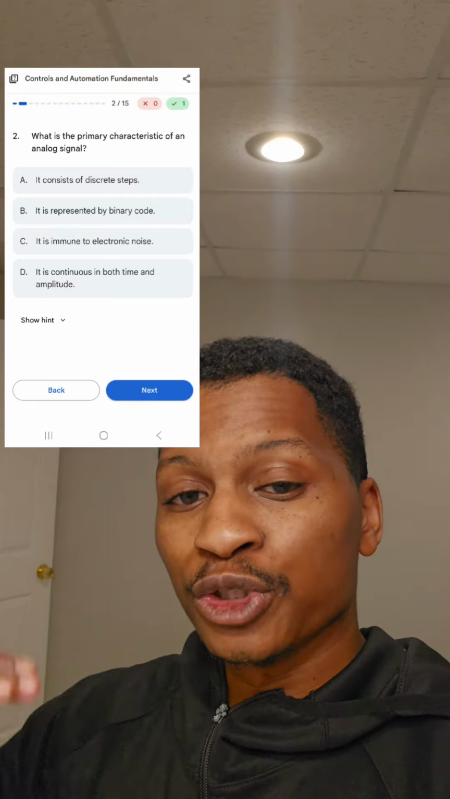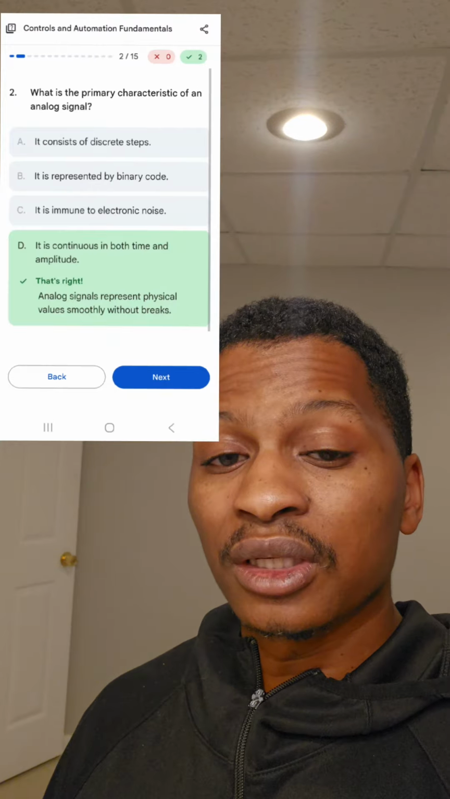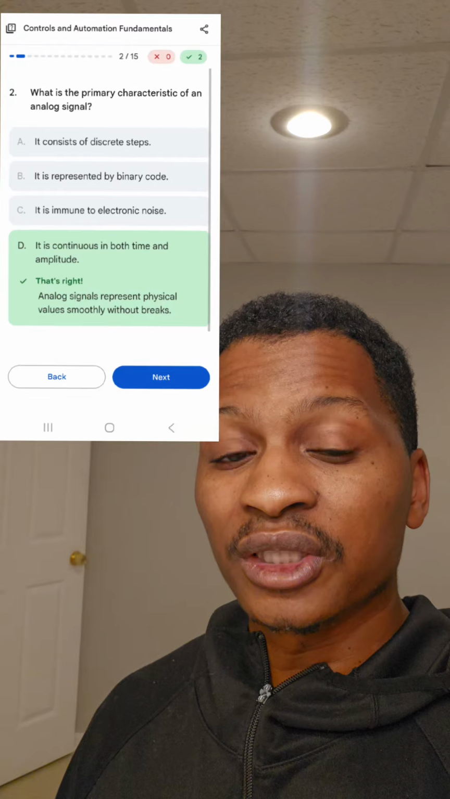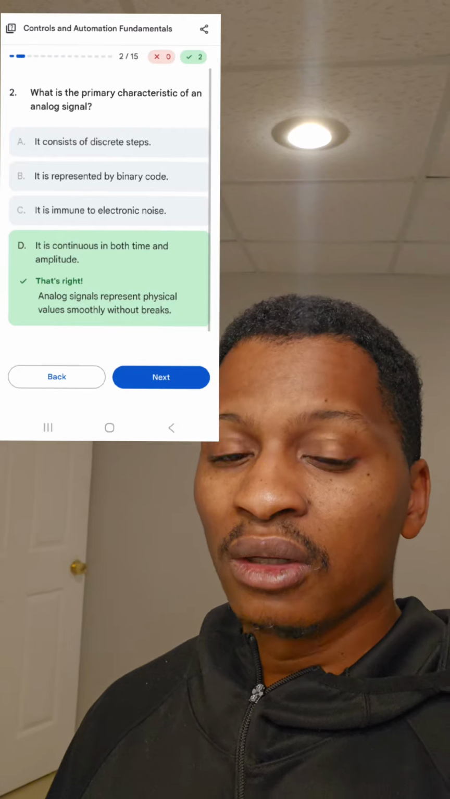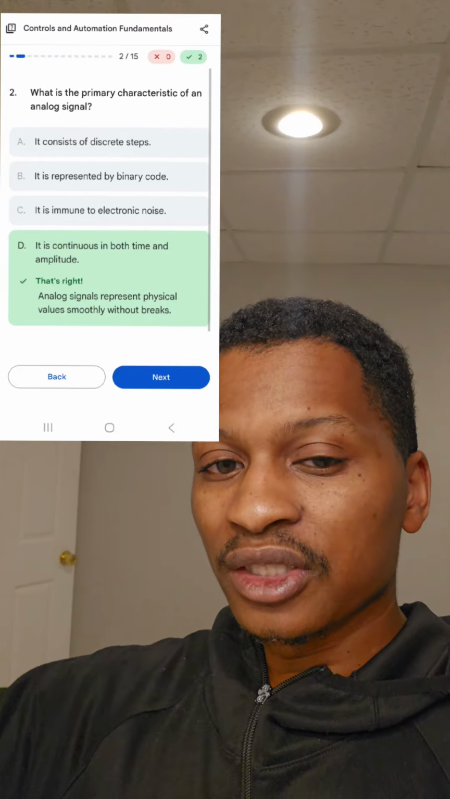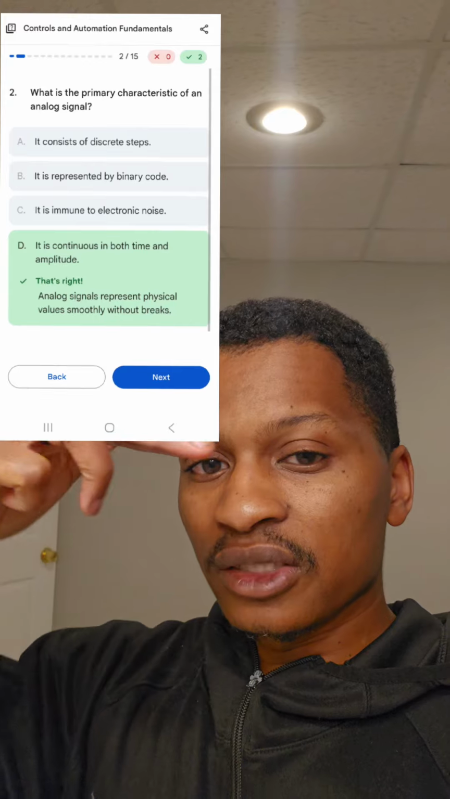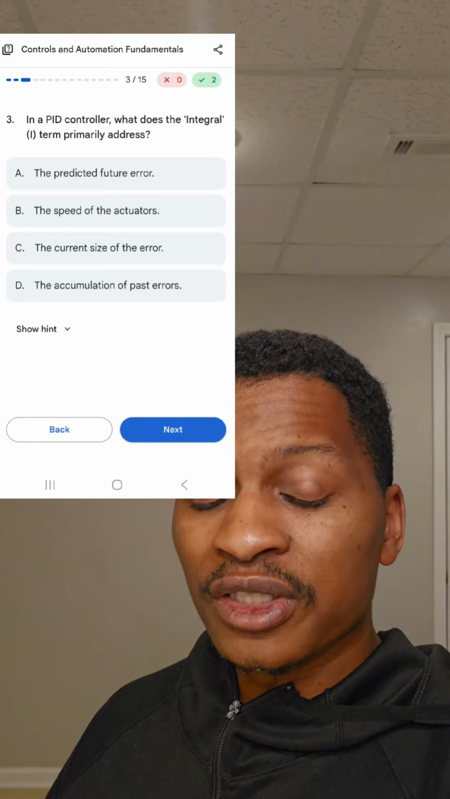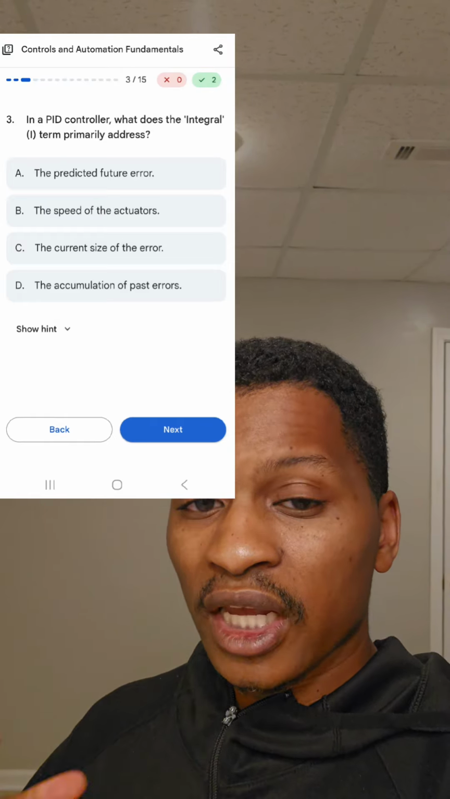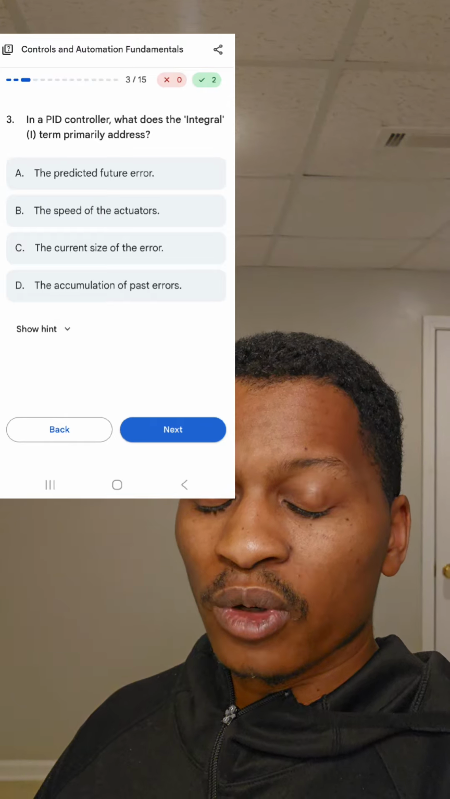And here are your 4 short answer choices. As you can see, an analog signal's primary characteristic is continuous in amplitude and time. So if you're measuring something physical, like a temperature, for example, if you look at that signal, it can be like this, constant. It's constantly going to be changing. It's continuous.